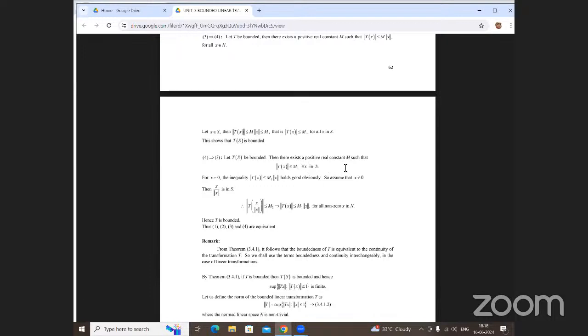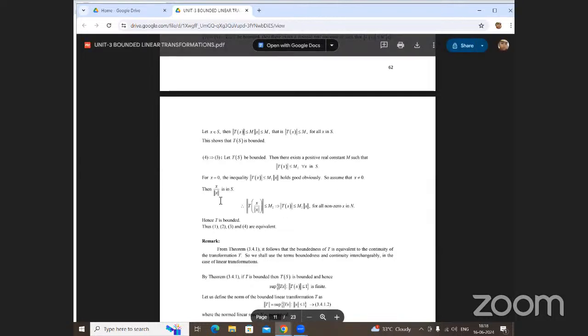If there exists a positive real number m1 such that norm T of x is less than or equal to m1, here x belongs to the closed sphere. Put x equal to 0: norm T of x is less than or equal to m1 into norm x. If x is 0, here x being an element of N, x belongs to S, that value is 0, then automatically it approaches 0. So it is the closed unit sphere, and this is the image. So T of x is in N dash, and T of x is less than or equal to m1 norm x. It holds good.